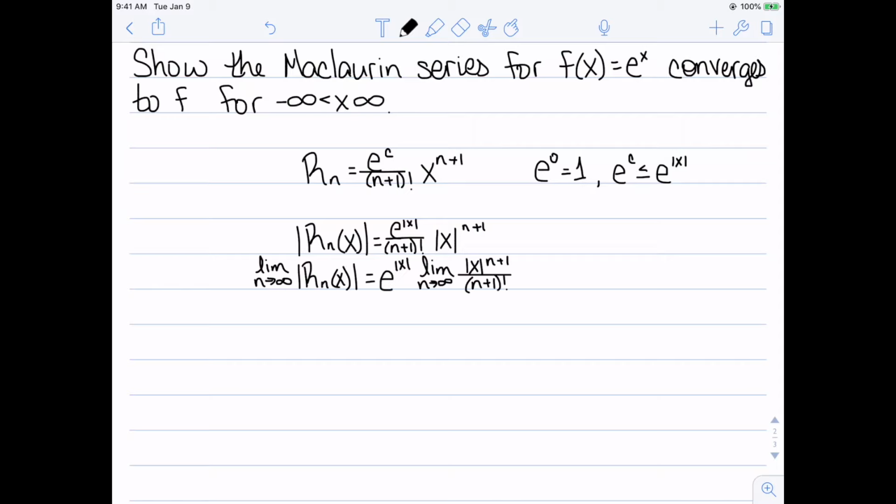Taking the limit as n goes to infinity then gives me that that's e to the absolute value of x times the limit as n goes to infinity of the absolute value of x to the n+1 over (n+1) factorial. And this is equal to 0. We're using the fact that x to the n over n factorial goes to 0 to find this. So we do have that this converges to f.